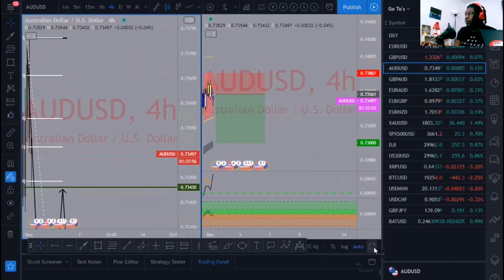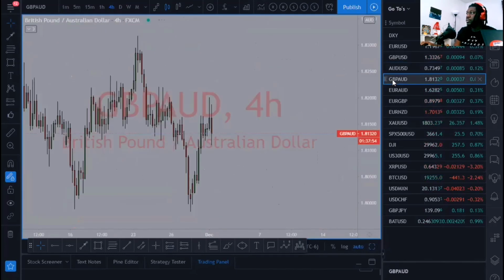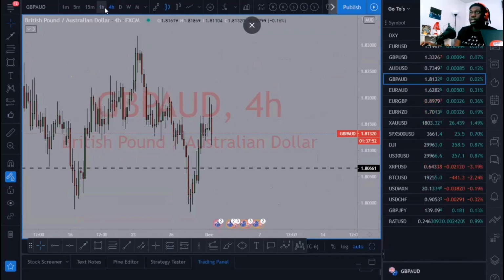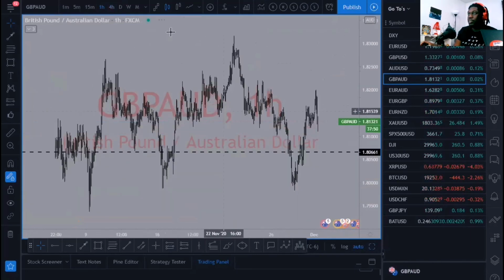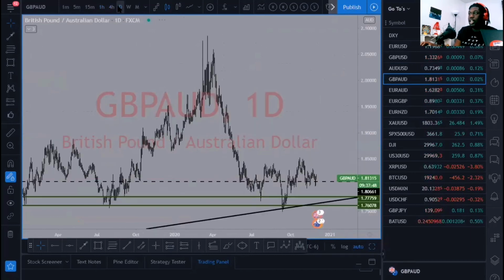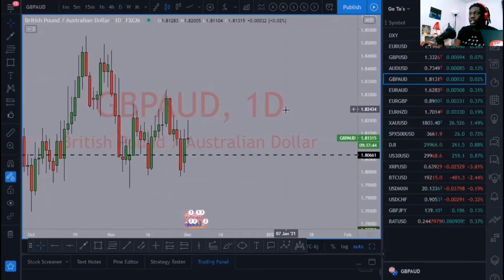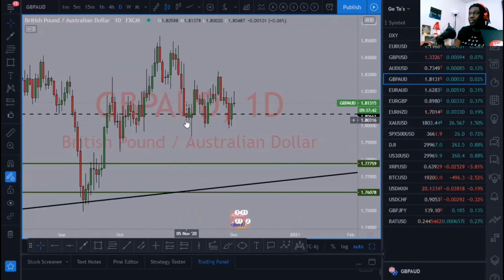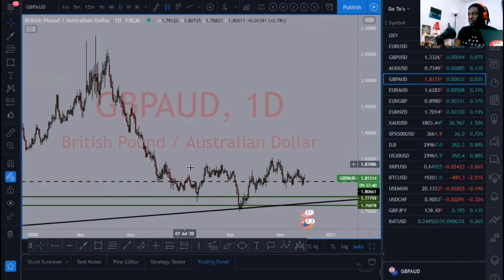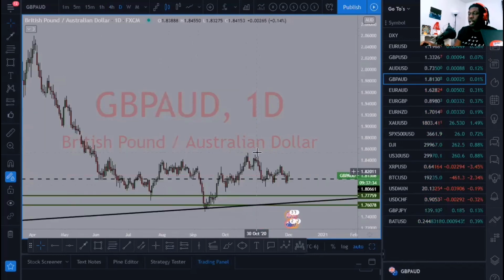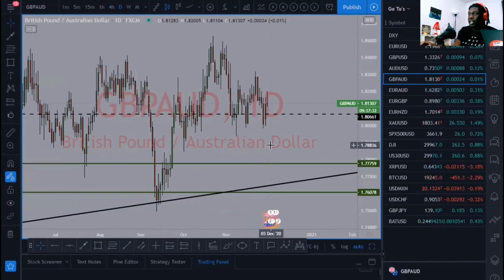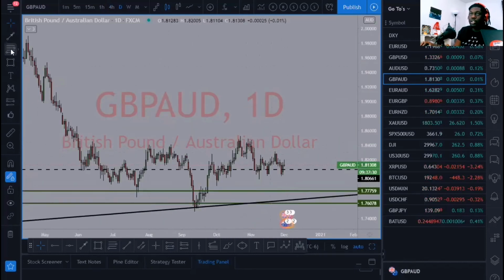Let's go ahead and go on over to GBP AUD. All right, 1 hour time frame. All right, let's go to the daily actually. So on the daily time frame, I'm really not liking the sideways movement on GA. It's just been really sideways, personally. Don't care for it. And I do see some type of head and shoulders right here.